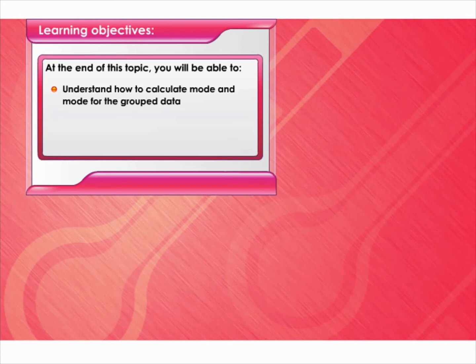Learning objectives. At the end of this topic, you will be able to understand how to calculate mean and mode for the grouped data, and evaluate problems based on mean and mode for the grouped data.